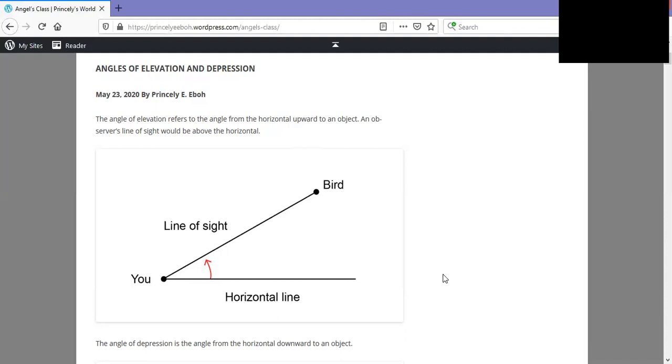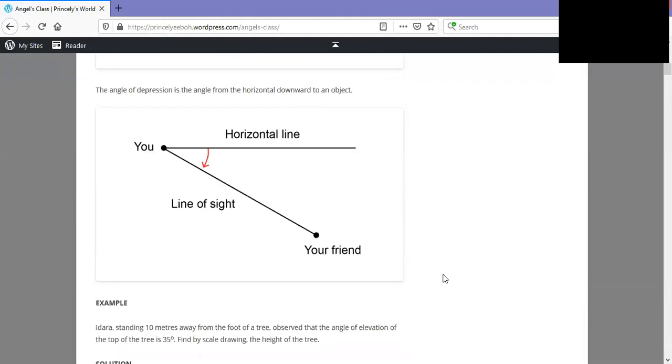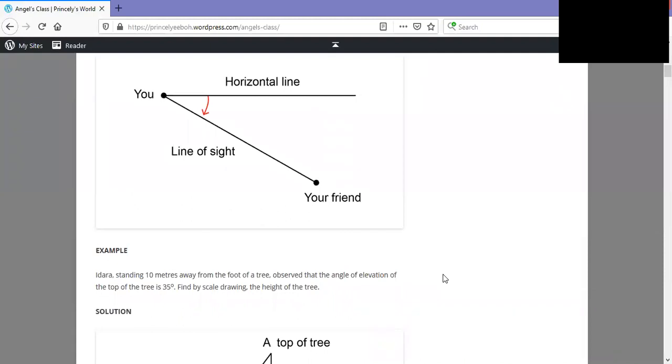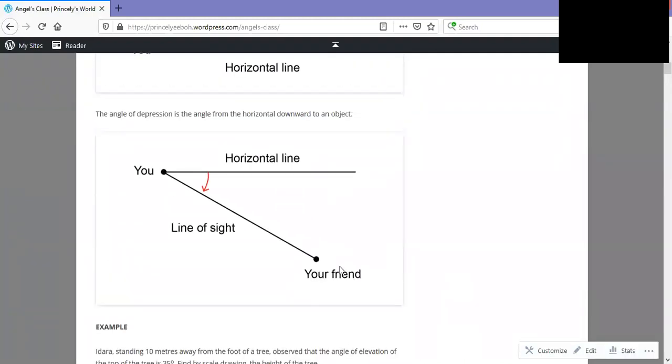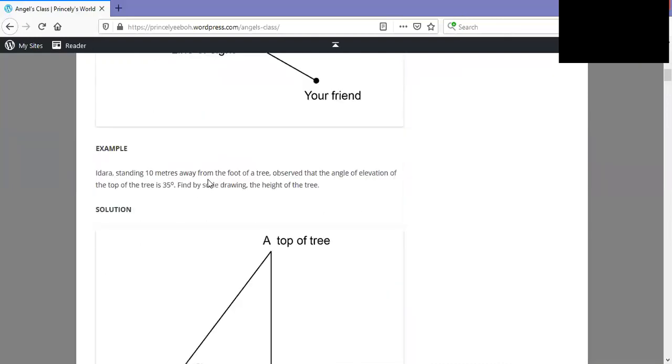The opposite is that of the angle of depression. For angle of depression, here there is the angle that results when you look at an object that is below your eye level. As you can see, this is you looking at your friend, for instance. You are taller than your friend. So when you're looking at somebody that is shorter than you, you form an angle of depression right here. This is the example I gave to you.